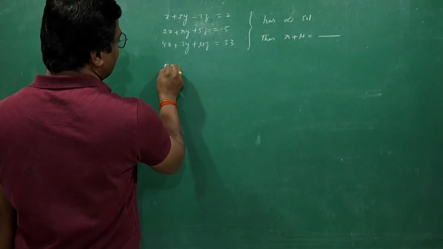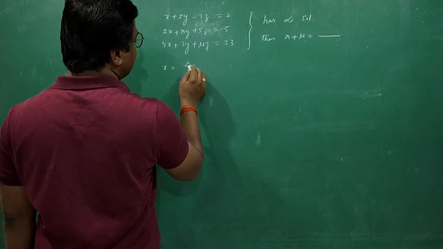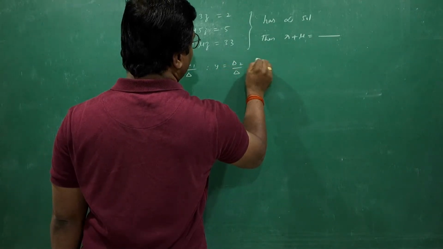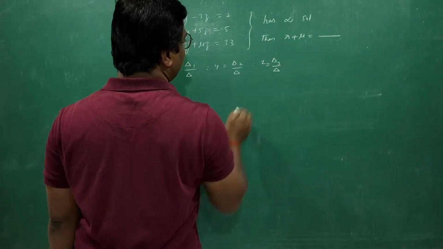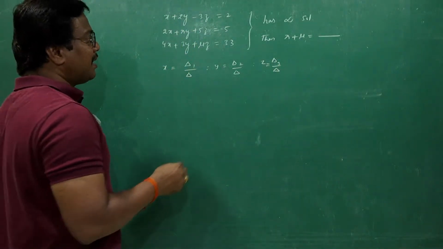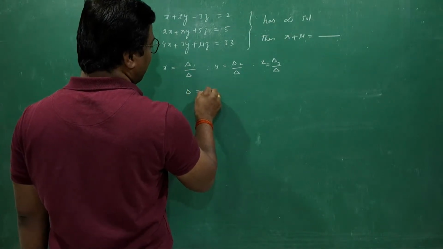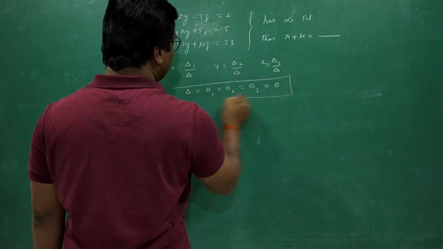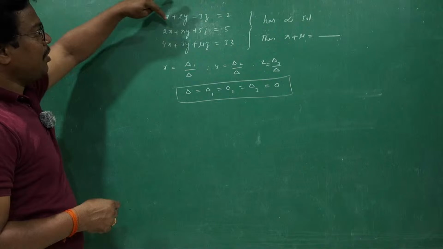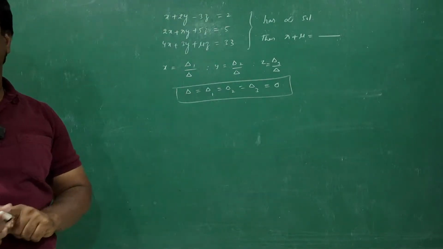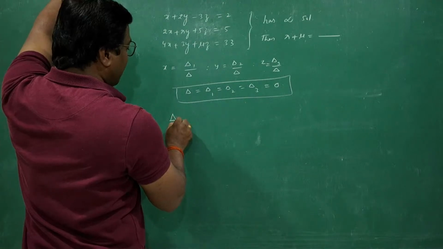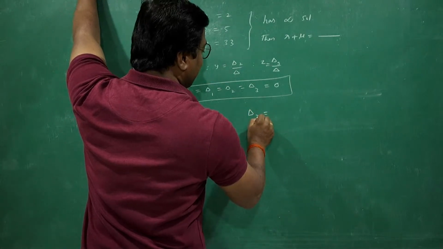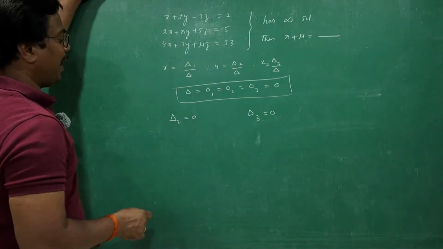You know that by Cramer's rule, x is delta 1 by delta, y is delta 2 by delta and z is delta 3 by delta. When the system has infinitely many solutions, then delta, delta 1, delta 2, delta 3 all are zeros. Here you have two parameters, lambda as well as mu. I am going to write delta 2 equal to 0 first. It gives one parameter. Next, delta 3 equal to 0 gives another parameter.